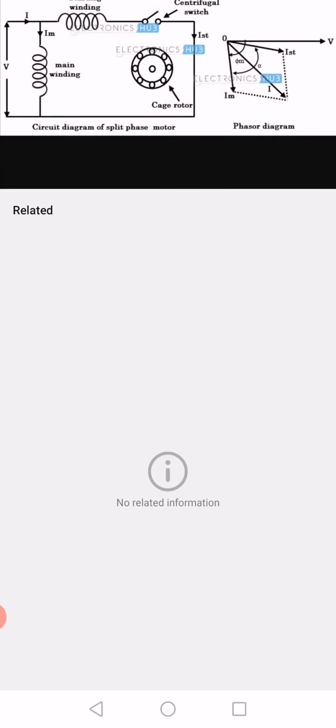As the alpha increases, the starting torque increases. That is, as the phase difference between the fluxes produced by currents IST and IM increases, the starting torque will also increase. Now, as the motor attains almost 75 to 80% of rated speed or the synchronous speed, the switch opens and the starting winding is put out of the circuit. This type of motor, that is a split phase induction motor, is used in easily started loads like blowers, fans, washing machines, etc.